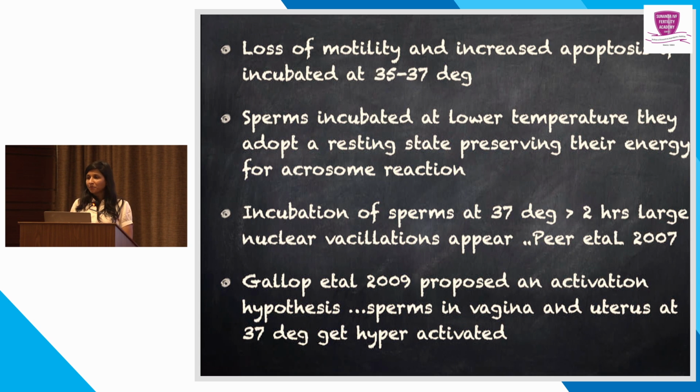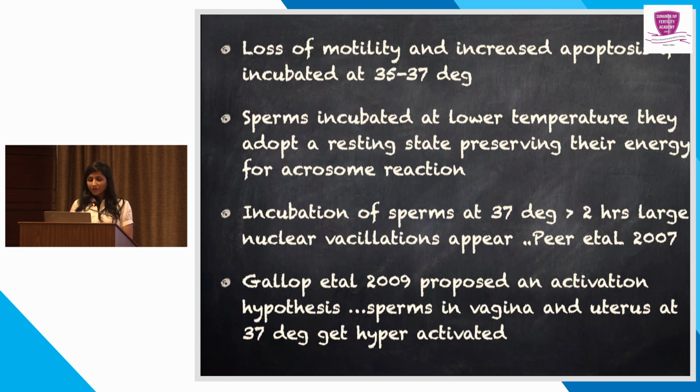So there is no need to put the semen sample at 37 degrees once it is processed. You can keep it at room temperature, for this particular reason: sperm incubated at lower temperature adopt a resting state, preserving their energy for the acrosome reaction. And this is important when there is a time interval between the sample being ready and you doing IUI after some time. Incubation of sperm at 37 degrees for more than 2 hours produces large nuclear oscillations, and that may affect the acrosome reaction.